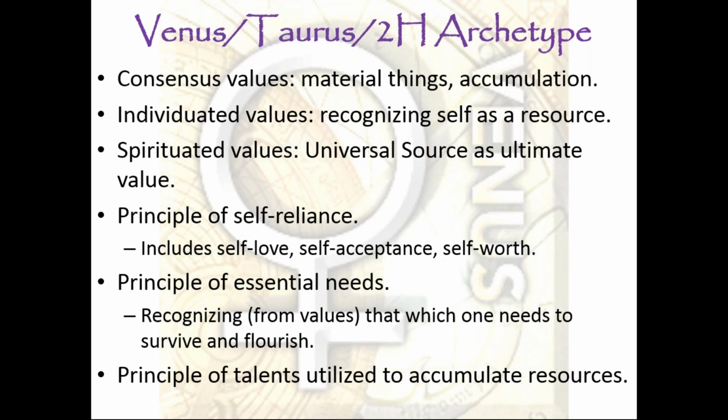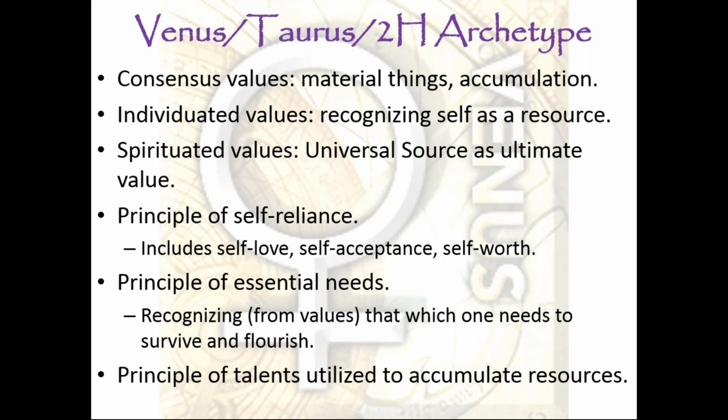Taurus in the second house, through the inner side of Venus, is the principle of self-reliance. It is all the self words. I can take care of myself. I can survive. I can provide for all my needs. I can provide for all my desires. Included in this is a relationship with ourself, self-relating. So this will bring along self-love, self-acceptance, self-worth.